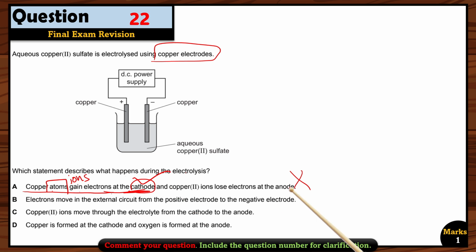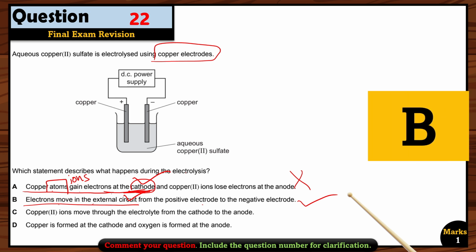You don't need to read this. Electrons move in the external circuit. Yes, that's right, from the positive electrode to the negative electrode. Yes, that's the right option. From anode towards the cathode, they move. Okay, so option B is the right option.